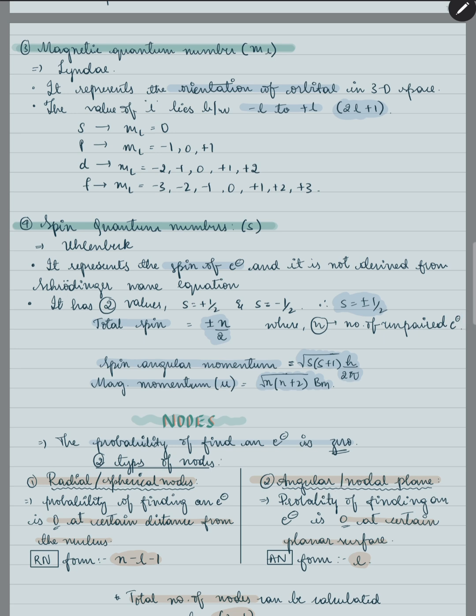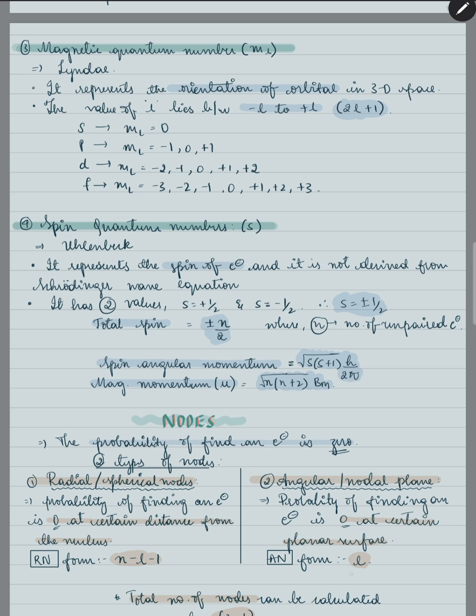And talking about the angular nodal plane, the probability of finding an electron is 0 at a certain planar surface, you know, the planar surface, x, y, this.